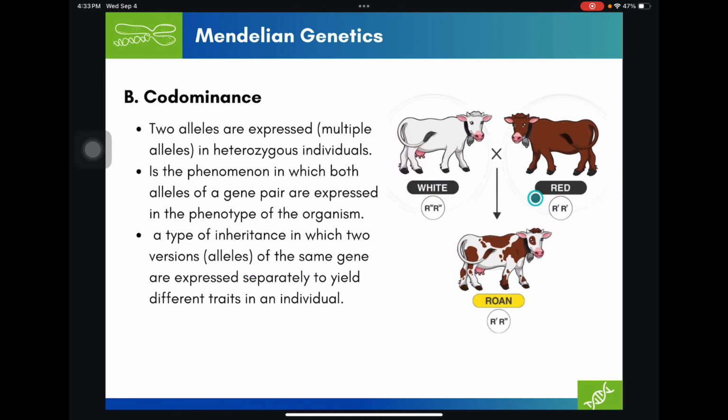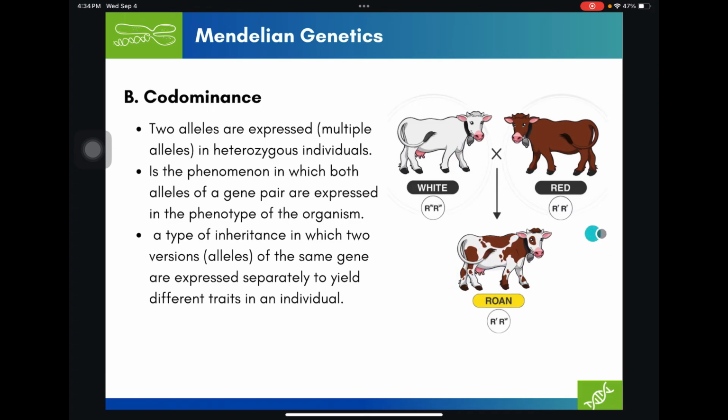We also have here codominance. In codominance, two alleles are expressed in heterozygous individuals. Co means two, and dominance refers to dominant alleles. So this means that two traits are expressed in a given organism. For example, we have two parent animals, where one contains white fur and the other has red or brown fur, and their resulting offspring is spotted, which contains both of their colors.